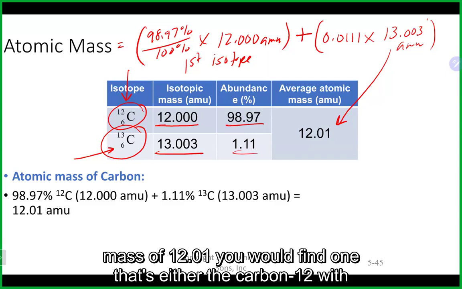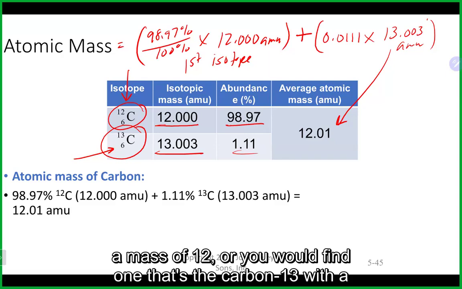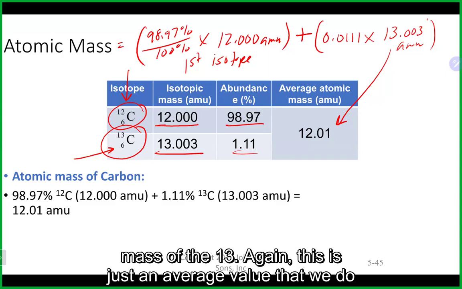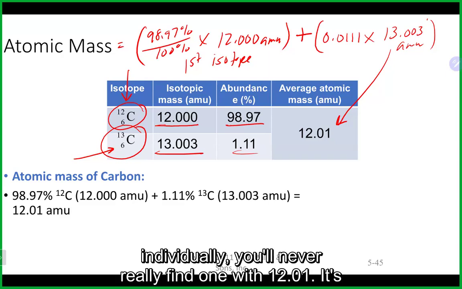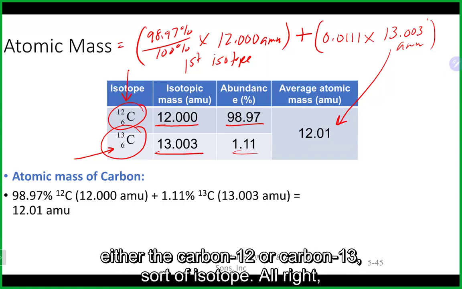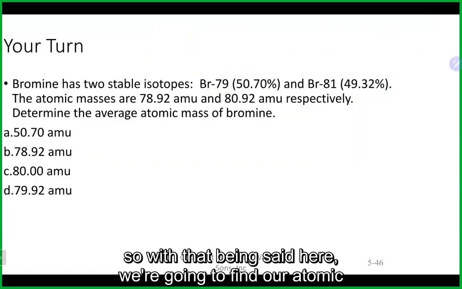You would find one that's either carbon-12 with a mass of 12, or carbon-13 with a mass of 13. Again, this is just an average value that we use. In reality, if you could pluck them out individually, you'd never really find one with 12.01. It's either going to be the carbon-12 or carbon-13 isotope. All right, so with that being said, we're going to find our atomic mass.